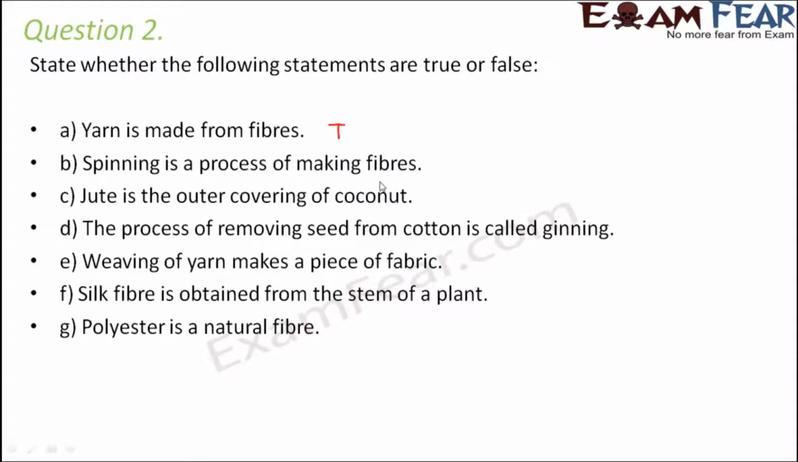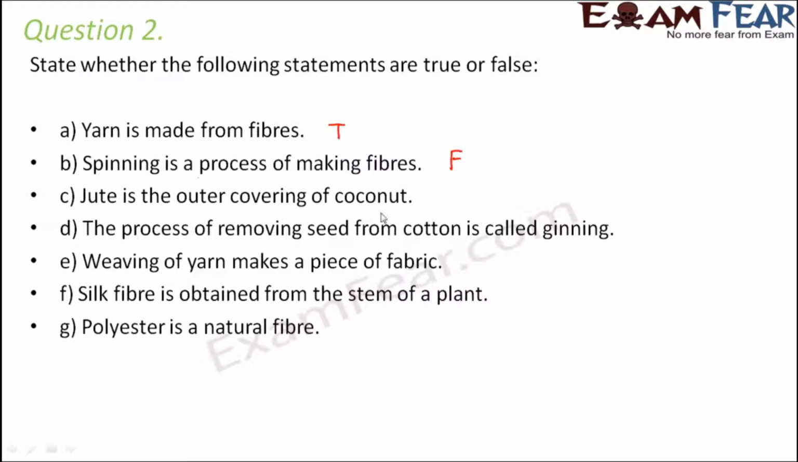Spinning is a process of making fibers. Now that's false, because what do we do in spinning? Before spinning itself we get the fibers. Once we get the fibers, we straighten them and twist them to make the yarn, and that process is called spinning. So spinning is not a process of making fibers, but it is a process of making yarn from fibers.